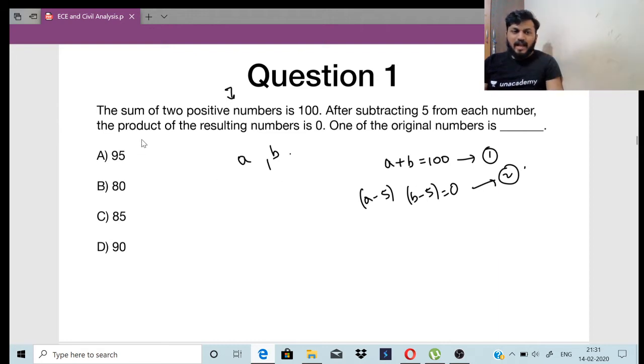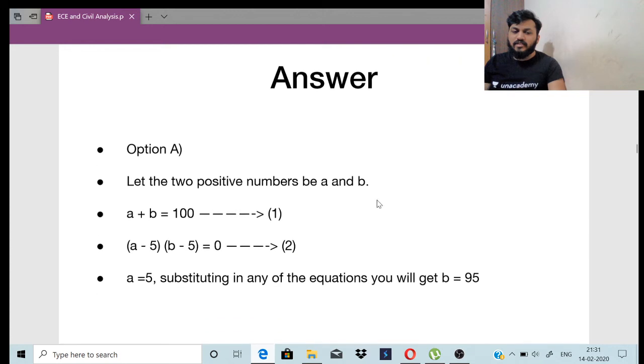Product means multiply. After subtracting 5 from each number, when you multiply both of them, the answer will be 0. Now formulate this equation. A plus B equals 100. A minus 5 into B minus 5 equals 0. These two become our simultaneous equations.